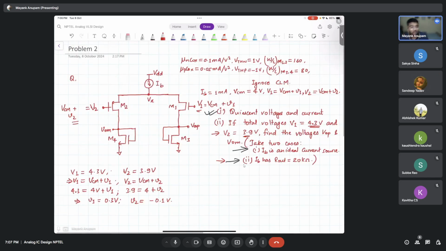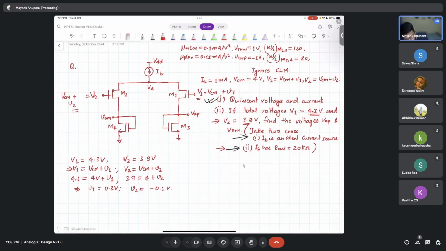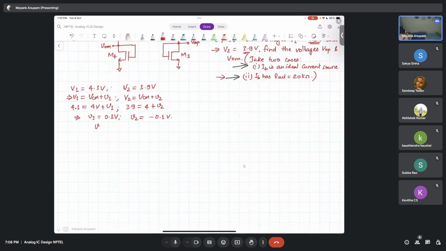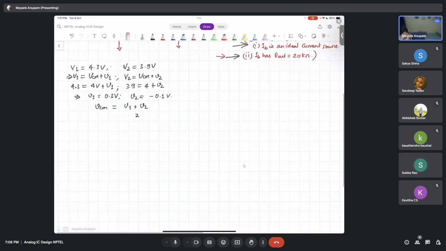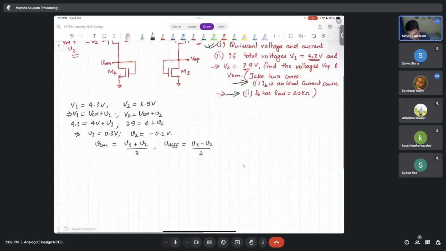You can clearly see v1 and v2 are not differential. They are not differential signals, so they will have a common mode and they will have a differential mode. So what is the common mode associated with v1 and v2? If I want to find out small vcm, what will that be? v1 plus v2 divided by 2, right? 0.1. And what will be vd? v1 minus v2 divided by 2. Am I right? Yes.